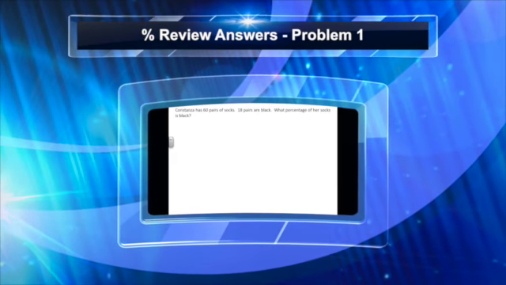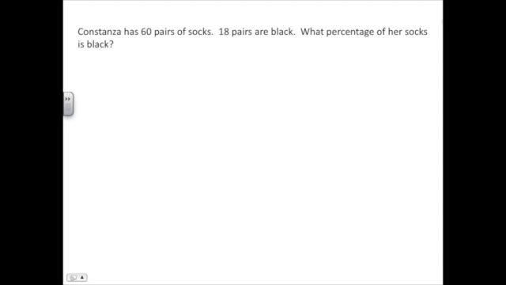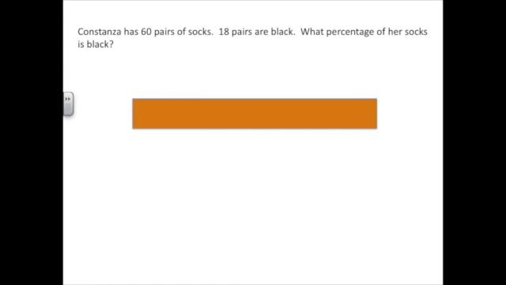Okay, let's go over our first problem on the handout. Constanza has 60 pairs of socks. 18 pairs are black. What percentage of her socks is black? Well, we're going to start by drawing our whole bar, and we're told that Constanza has 60 pairs of socks, so we're going to label our whole. Next, we're told that 18 pairs are black, and we're trying to find that percentage. So we can label 18 pairs, which are the black socks, on our bar, and we want to find the percentage of her socks that is black.